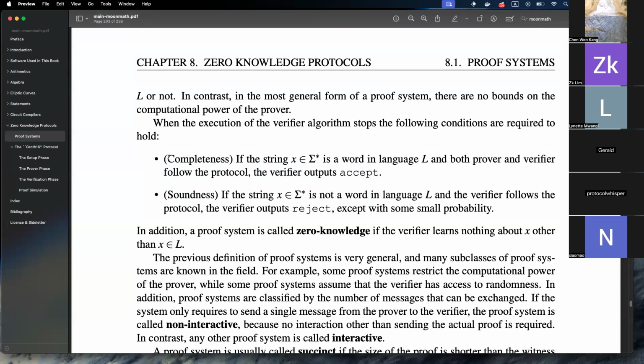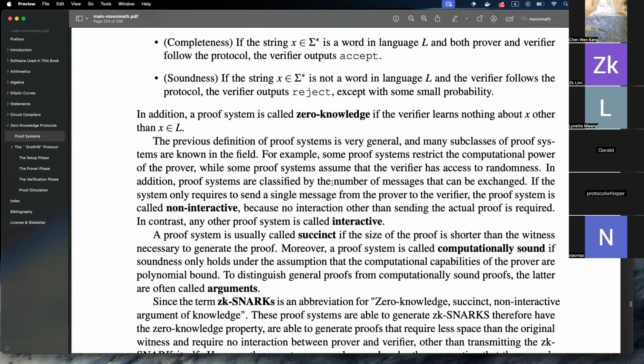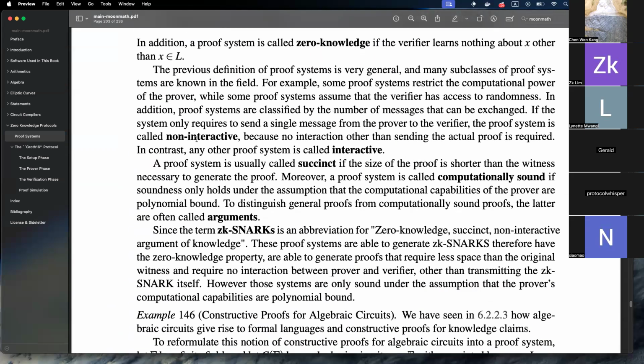Completeness: if the word is in the language, for both prover and verifier, the verifier accepts. Soundness: if the string is not a word in the language and the verifier follows the protocol, the verifier outputs reject. And in zero knowledge, the verifier learns nothing about X other than that X, some word, is in the language L. There's also the difference of non-interactive and interactive.